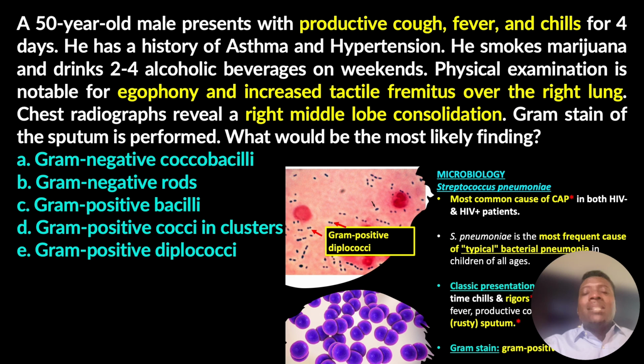Remember that strep pneumo is the most common cause of community-acquired pneumonia, and remember that classic finding on gram stain will be gram-positive cocci in pairs, also known as gram-positive diplococci. So that would be the most likely cause of this patient's pneumonia by far, both in adults and children.